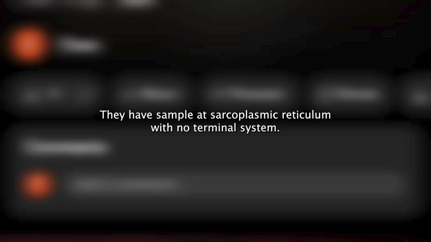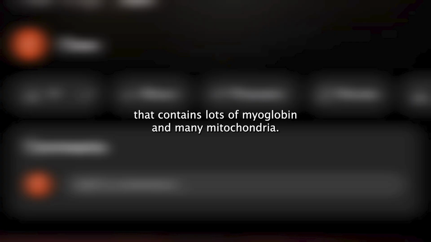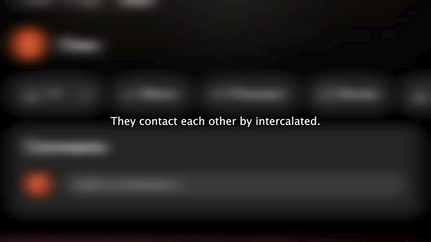They have short, wide T-tubules. What is T-tubules? What does T stand for? Transverse. Transverse tubules. There's no triads. They have sarcoplasmic reticulum with no terminal cisternae. They're almost totally dependent on aerobic metabolism. Contains lots of myoglobin and many mitochondria. They contact each other via intercalated discs.